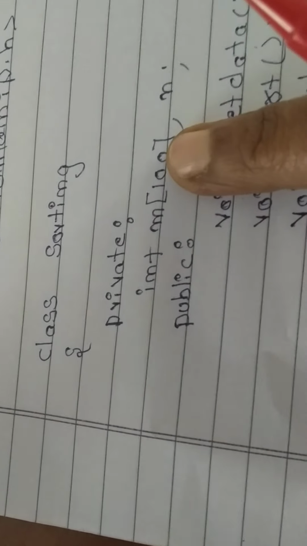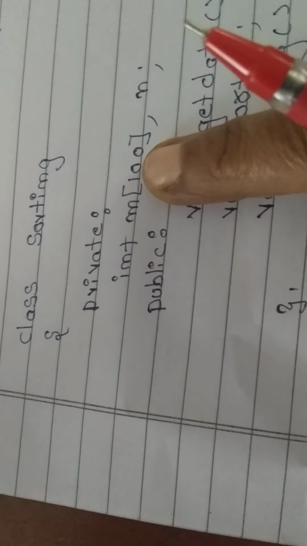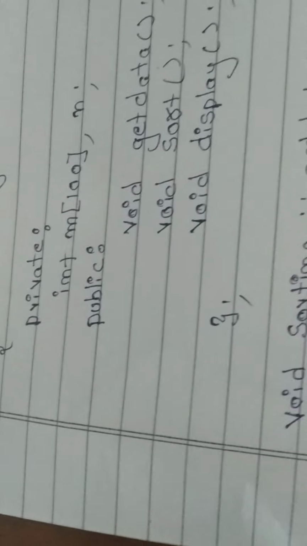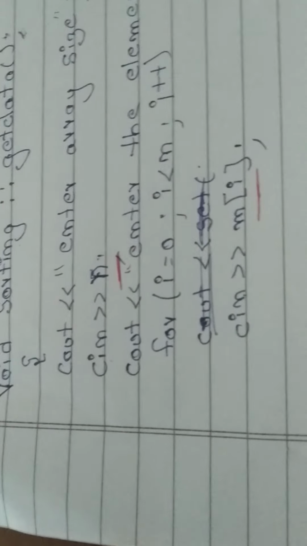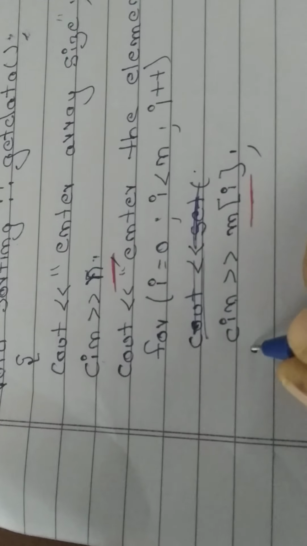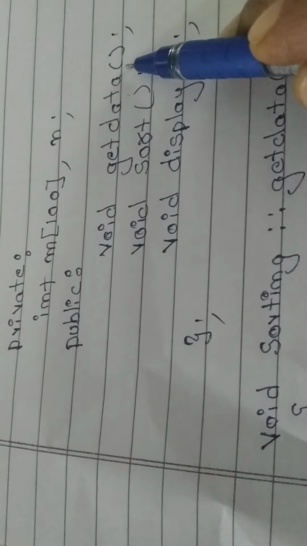m of i. i can be anything. i can be 100 or below 100. In all the programs it will be the same. In getdata, whatever variables we are mentioning in cin, the same variables only we will declare. Yes ma. Now void getdata is completed.